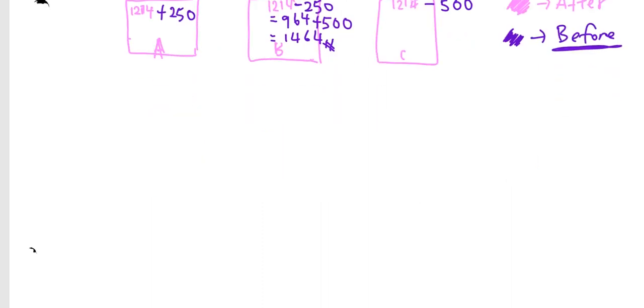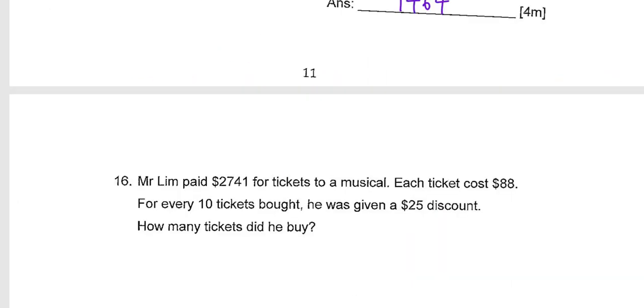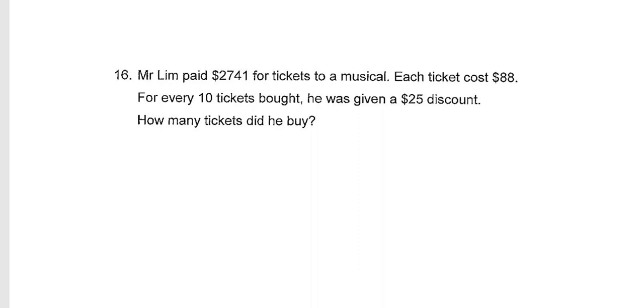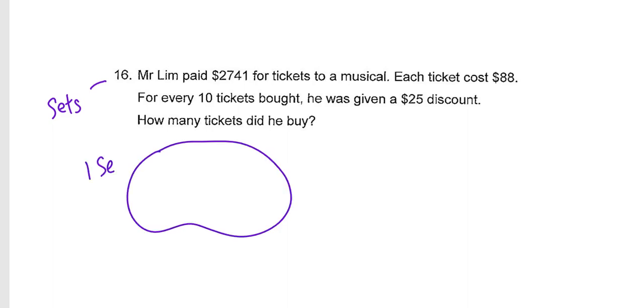Okay, so if you have understood, we move on to question 16. Now for those who are aware, this question can actually be solved using a skill called sets. Because in fact, Mr. Lim is buying tickets in groups, in sets. So in each group, they are all together 10 tickets. So I'm going to just draw a picture to denote one set. This one set is made up of 10 tickets.